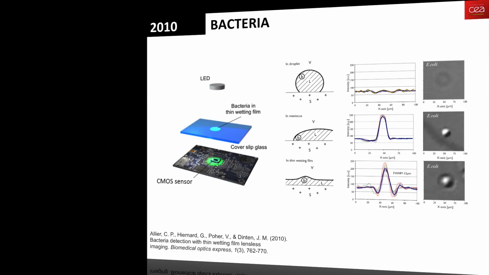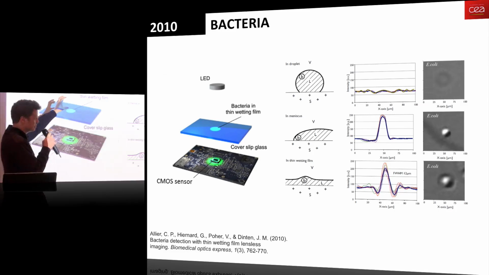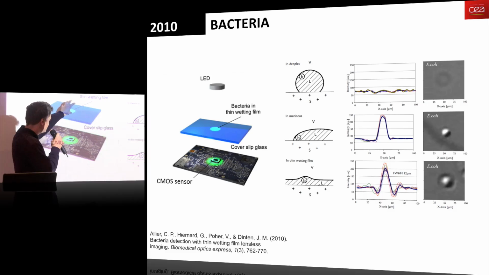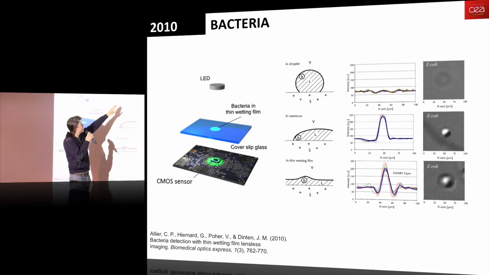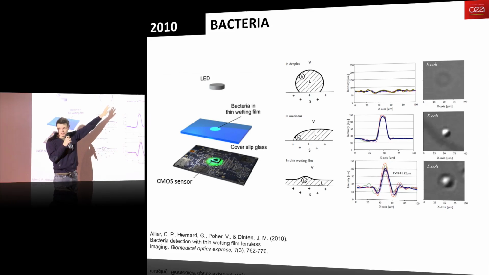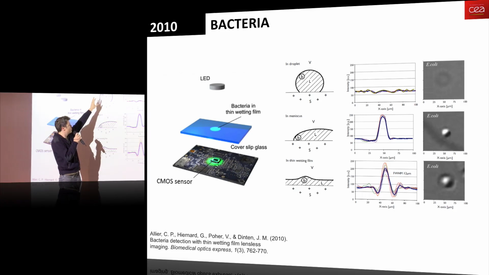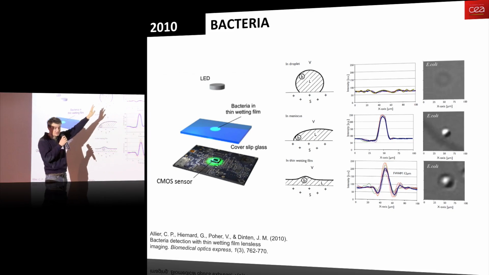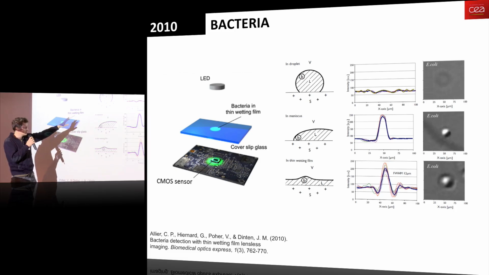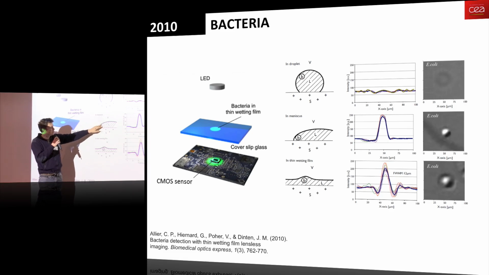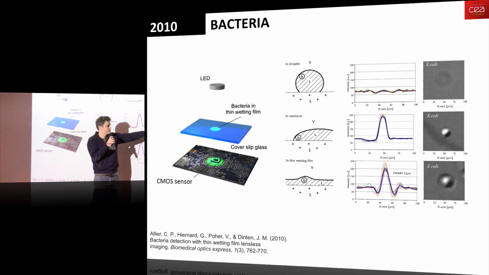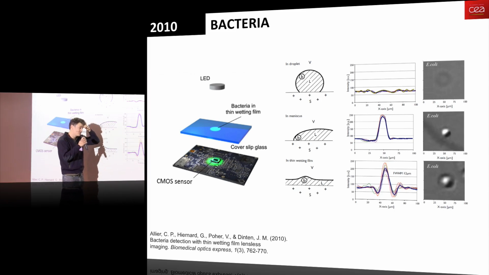To detect bacteria, we put a droplet full of bacteria on top of the slide. Here's the CMOS sensor, and here's the light. When the bacteria is in the droplet, we see nothing. It doesn't work, because a bacteria is only 1 micron of water in a droplet of water, so you will see nothing. But we discovered that when the bacteria goes into the meniscus of the droplet, there is a very strong signal for a single bacteria. The signal to noise ratio is 100.